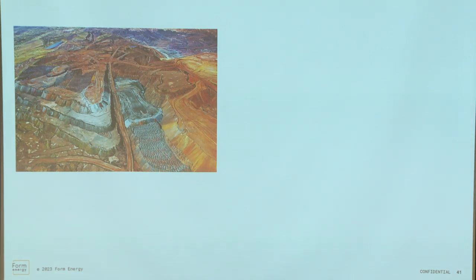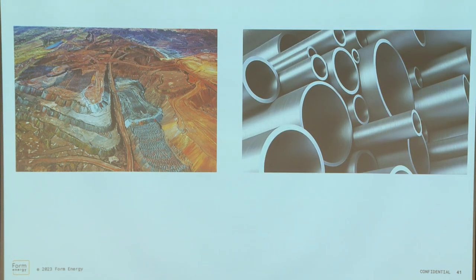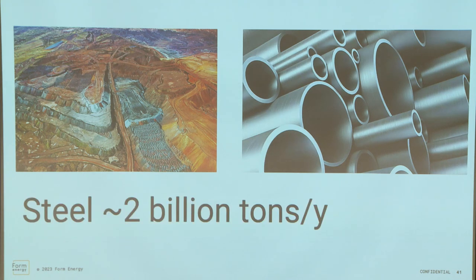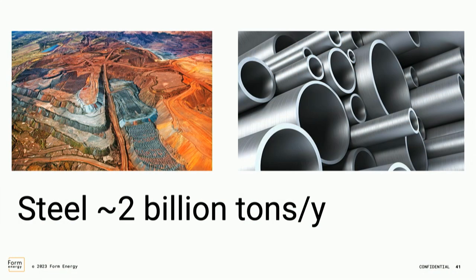And so maybe again to calibrate the problem, I said DRI today represents only about 5% of iron and steel making. We dig iron ore out of the ground. This is an example of an ore site. We need to reduce that to iron and then to convert it into steel. Annually we do about 2 billion tons of steel production. So again, that 100 million metric tons a year of DRI is only about 5% of this. But that's a lot of stuff.